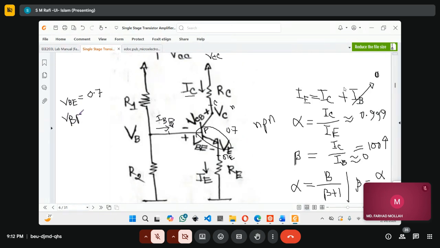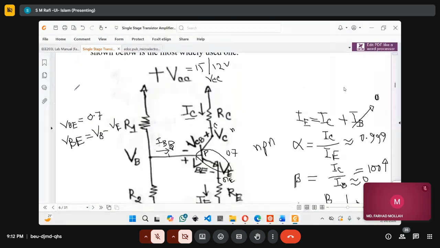So what is VBE? We know the voltage between any two points is like this: VB minus VE. Sorry about the handwriting, I'm using my mouse to write it down. Do you understand this one? VBE means VB minus VE. So if we know VB or VE, then I can calculate the other node voltage.